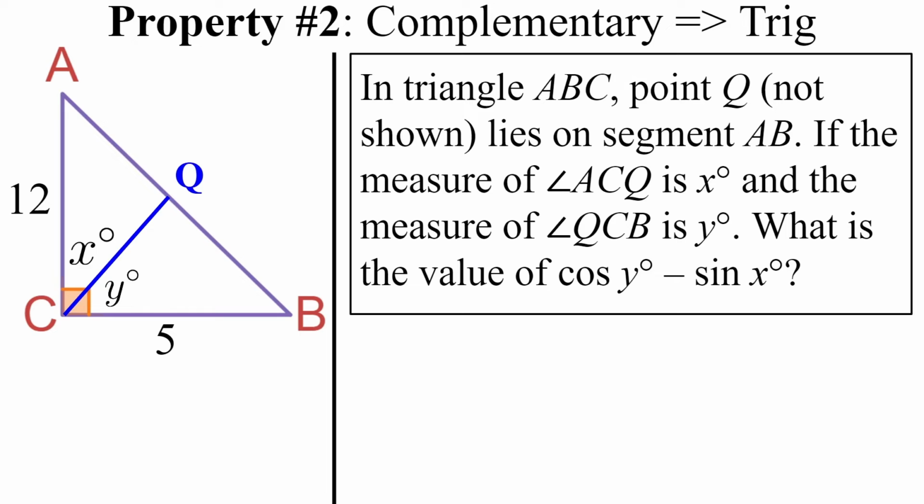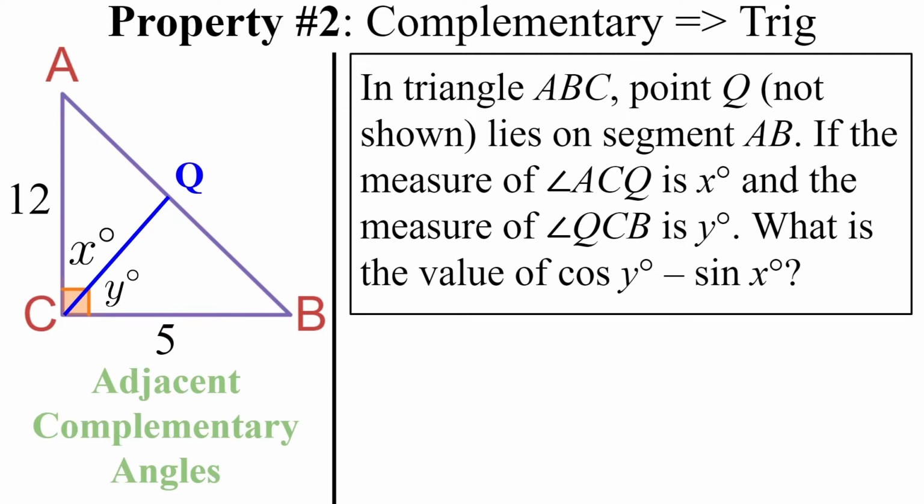That's this one. Well, all of a sudden, I notice that X and Y are complementary. They are adjacent complementary angles, just like we talked about at the beginning of the video. So that means that X plus Y equals 90, and that means that the sine of X is equal to the cosine of the other. So both those values at the end of the question are the same.